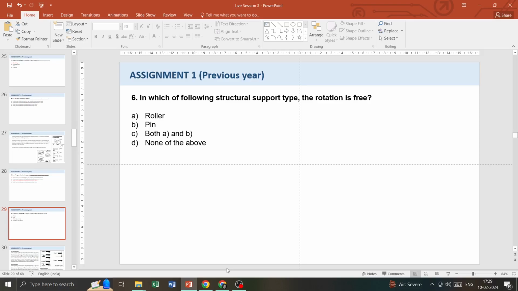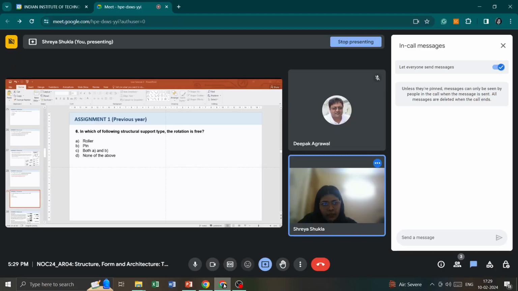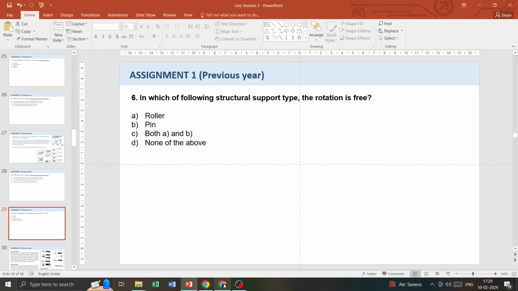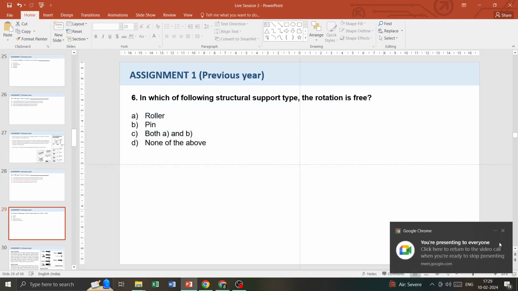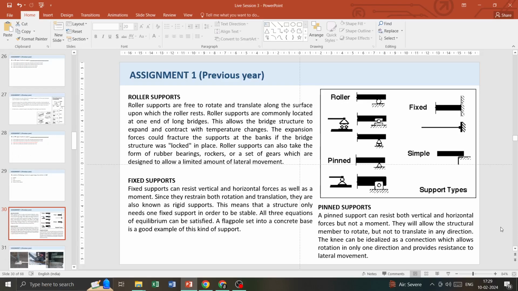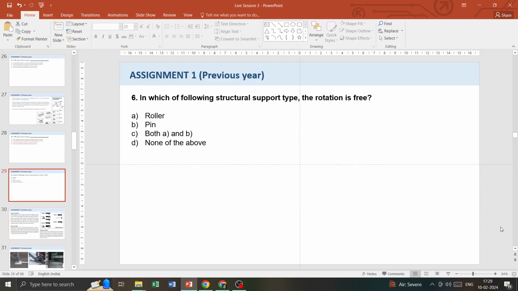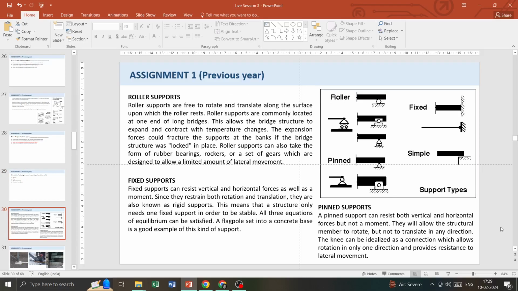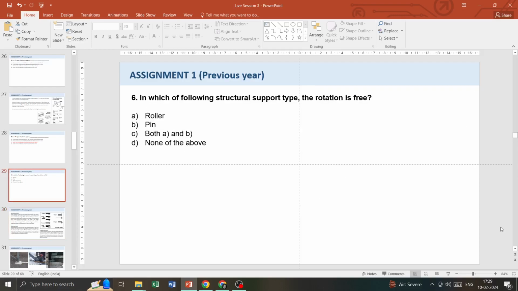Question number 6. In which of the following structural support types is the rotation free? So the answers are roller, pin, both A and B, D, none of the above. So there are 3 main types of support systems: roller, fixed, and pin. We just talked about pin, and I will quickly describe the roller and fixed supports also, and I will also show a few examples. And we are being asked in which of the following structural support types the rotation is free.